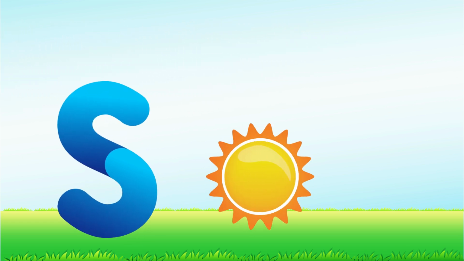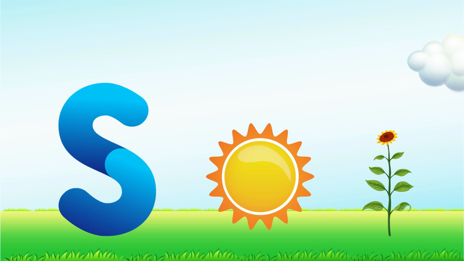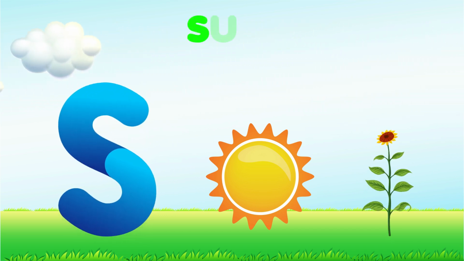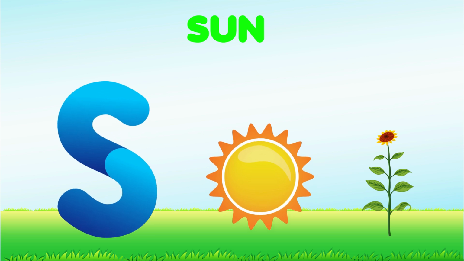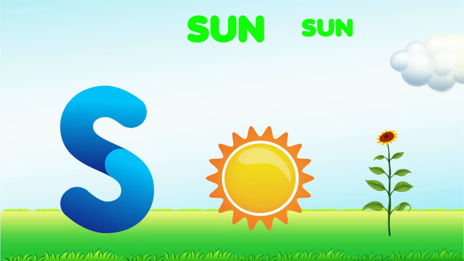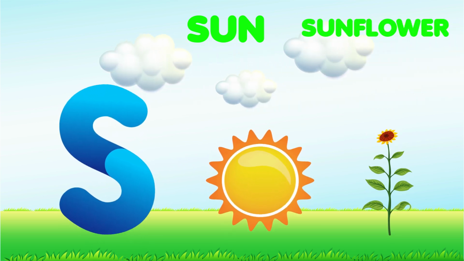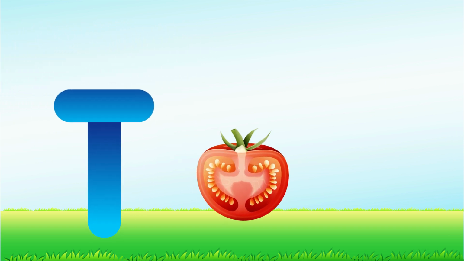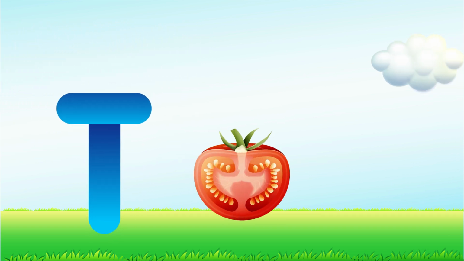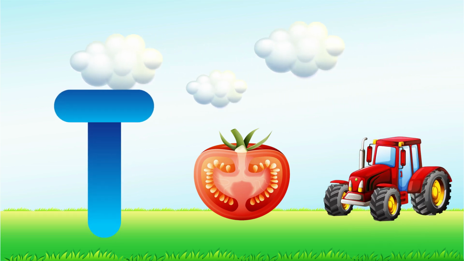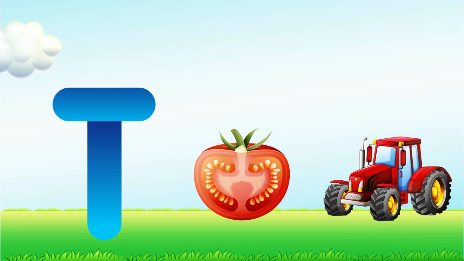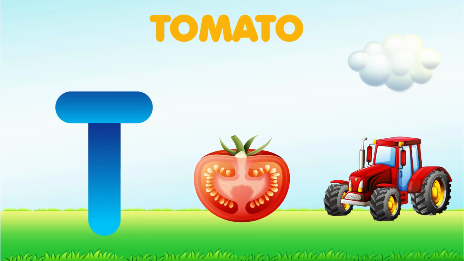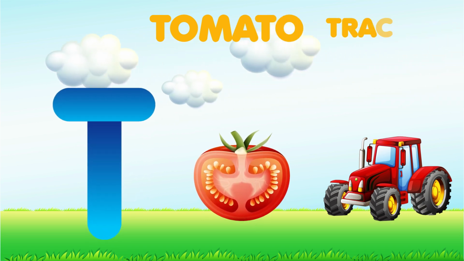Sun. S is for sunflower. Sunflower. S is for sun. S is for sunflower. T is for tomato. Tomato. T is for tractor. Tractor. T is for tomato. T is for tractor.